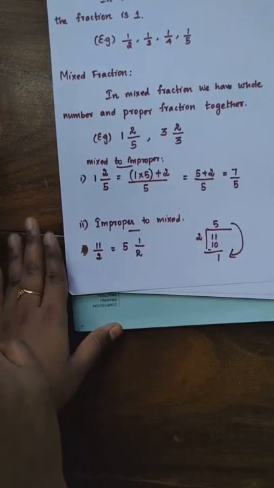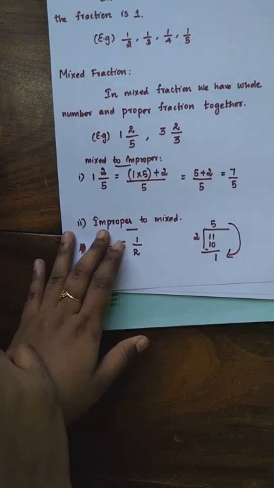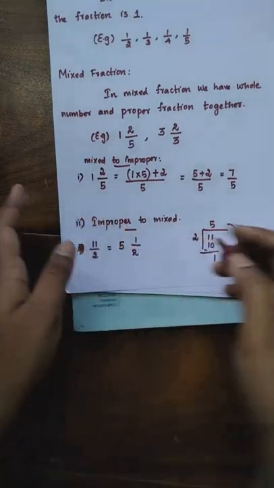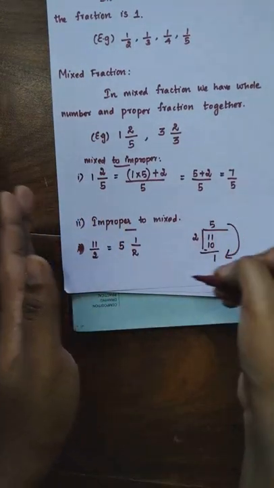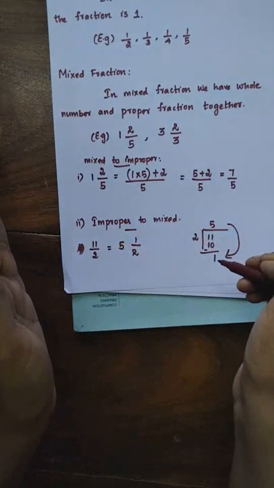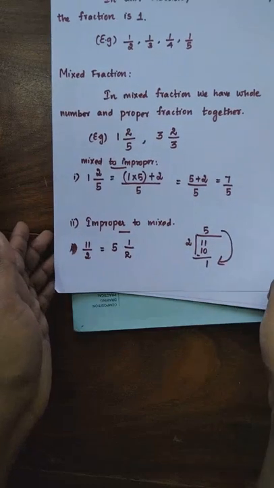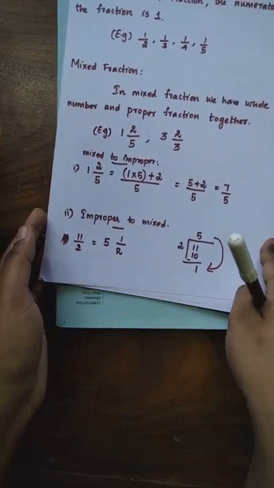Our answer is 5 1 by 2. Is this a mixed fraction? Yes, this is a mixed fraction. We are going to write it in a clockwise direction. First write the quotient, that is 5, then the remainder 1 by 2. Okay, 5 1 by 2. It is a mixed fraction. Understand?